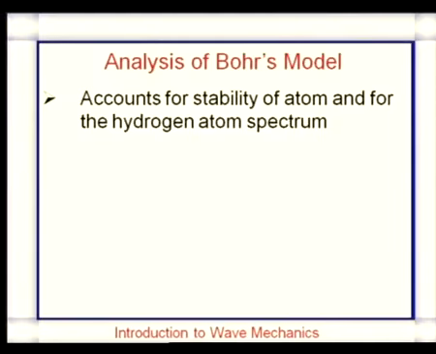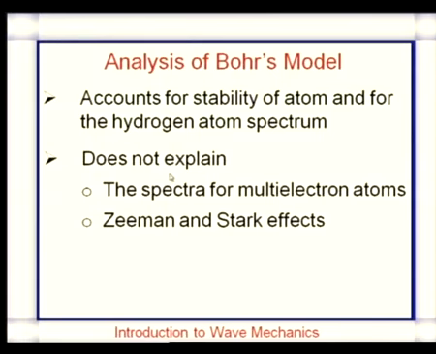But if we critically analyze Bohr's model, we find that it accounts for the stability of atom and for the spectrum of hydrogen atom, but it doesn't explain the spectra for multi-electron systems. That means if I have a system, say a helium atom or a lithium atom, where there is more than one electron, then Bohr's model is not good enough, because the spectrum there is not explainable on the basis of Bohr's model. And also, it doesn't explain the so-called Zeeman and Stark effects, that is, the observation of extra lines in magnetic and electrical fields.